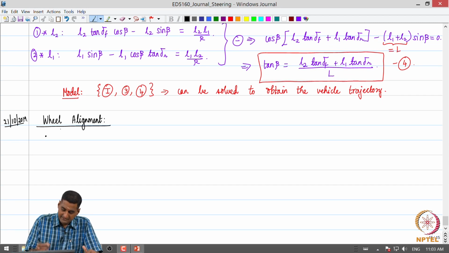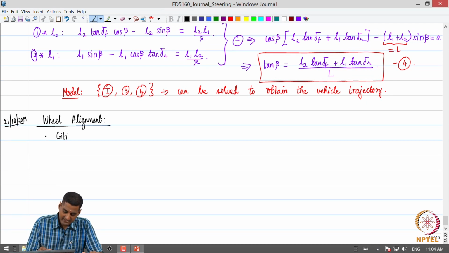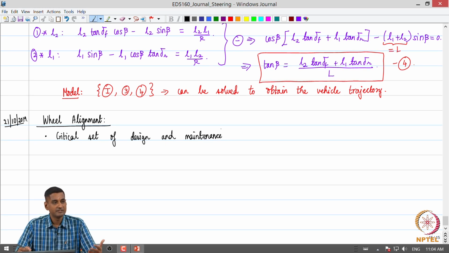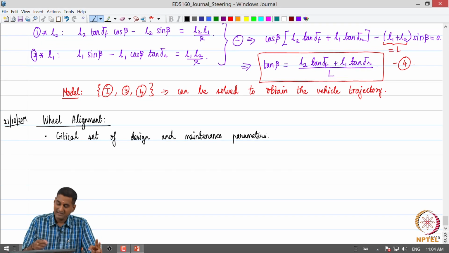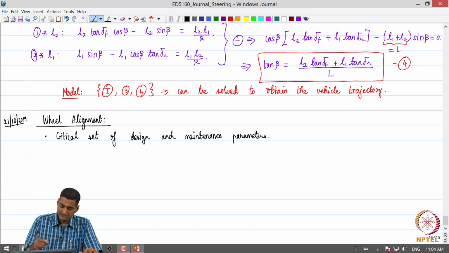The term wheel alignment, in a broad sense, is used to represent an important or a critical set of design and maintenance parameters. As the vehicle is operated, these parameters can change with time, and it is important to ensure that the parameters that we are going to learn are kept within the design limits. We would see what happens if we do not do that.